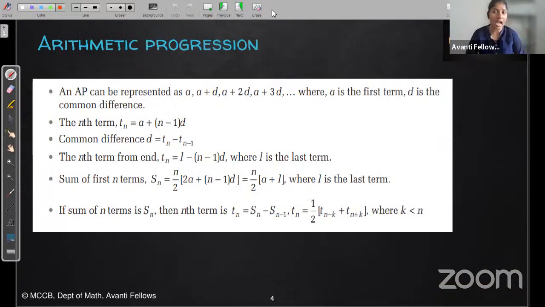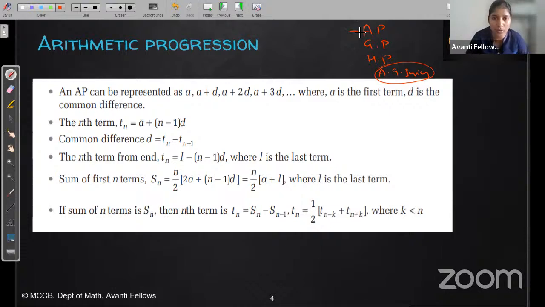Let's start with the arithmetic progression. In our first class we started with sequence and series, right? We have seen what is a sequence, what is a series, and we have seen progression also. In that class we studied about three progressions, right? Arithmetic progression, geometric progression, harmonic progression, and also the arithmetico-geometric series, correct? So we'll start with the first one, that is arithmetic progression.